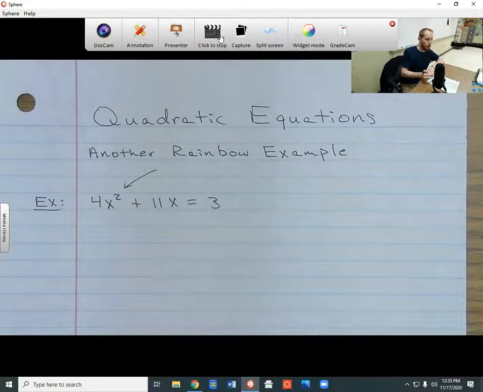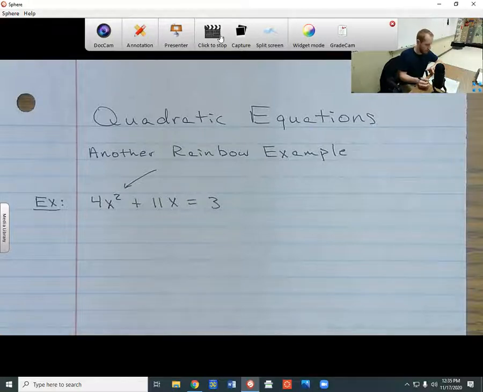This 4 out in front is not a 1, so that tells me I'm probably going to be using the rainbow method to solve this. Now, whenever I do quadratic equations, I want to see if I can factor first, before I do something more complex, like use the quadratic formula. But for this one, I just want to see if I can factor first.